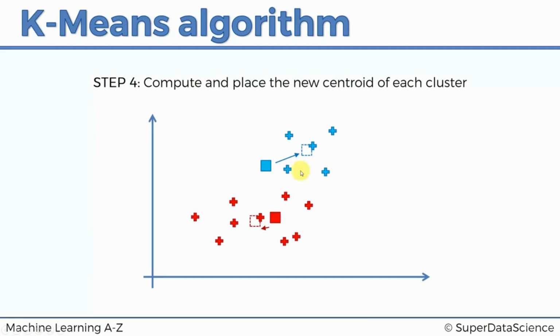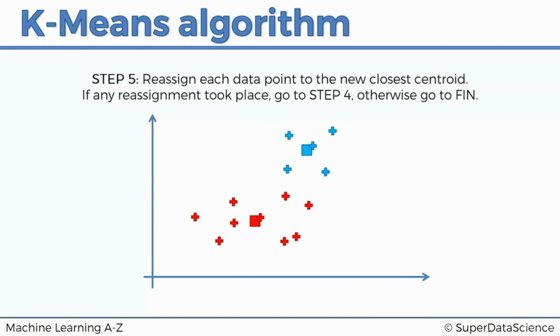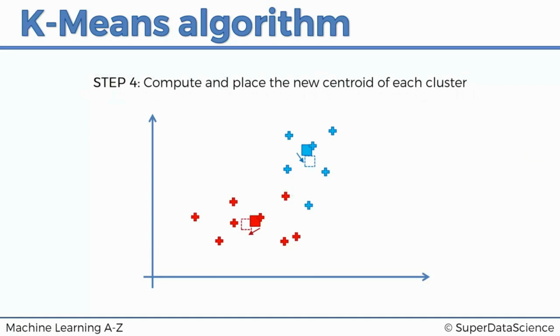Same thing: find the center of mass for this centroid, find the center of mass for this centroid, place the centroids in those locations, and now repeat step 5, reassign each data point to the new closest centroid. So we're going to put the line through the chart, the equidistant line between the two centroids. As you can see, this point is actually now in the blue cluster rather than in the red. Reassign that point, and what happens next is, again, we return to step 4.